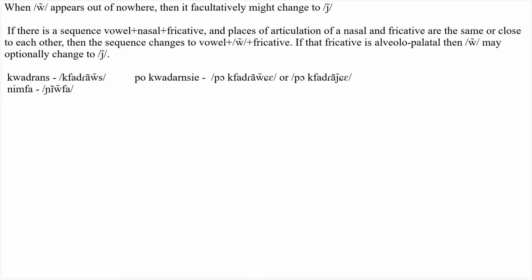Prepare for confusion, as we are facing a situation when w appears out of nowhere, and then it facultatively might change to j. So, if there is a sequence, vowel plus nasal plus fricative, and places of articulation of a nasal and a fricative are the same or close to each other, then the sequence changes to vowel plus w plus fricative. And if that fricative is alveolo-palatal, then w may optionally change to j. So these words are pronounced kwadrans, nimfa, po kwadransie, or po kwadransie.